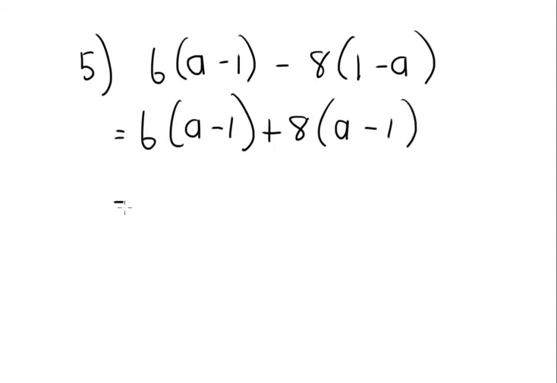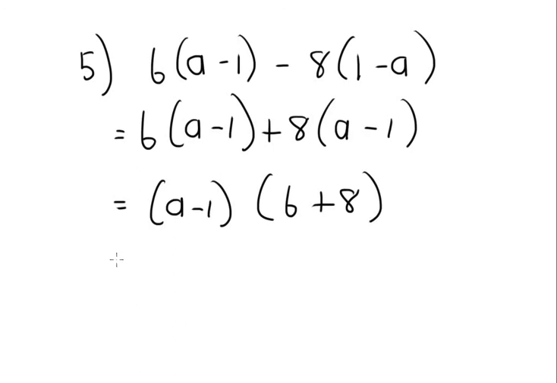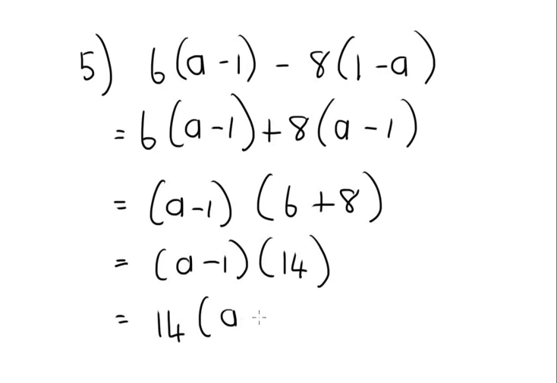And then my final answer will be a minus 1 multiplied by term 1 divided by my highest common factor, which is 6. Term 2 divided by my highest common factor is positive 8. So it's a minus 1 that's multiplied by 14. You might have skipped the step and immediately put 14 in front there, and that basically becomes your answer.